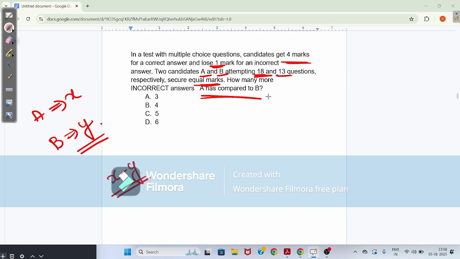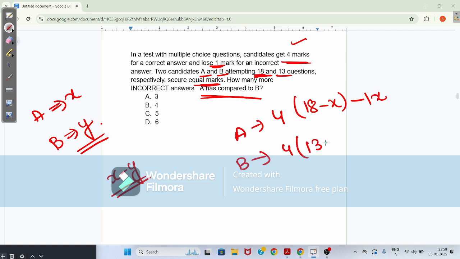A attempted 18 questions, so 18 minus X are the incorrect answers, and 4 for each correct answer means into 4, and losing 1 mark means minus 1 into X here. So this is the value for A. For B, 4 for each correct answer, so 4 into 13 minus Y is the value of B, and minus 1 into Y here. It has been given that they secure equal marks, so we have to equate these two.